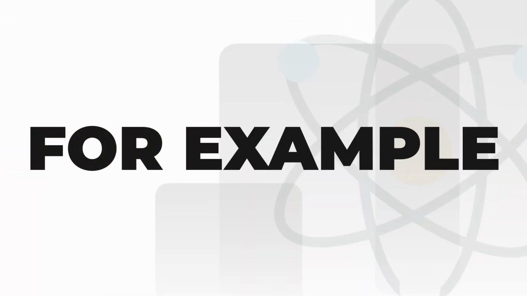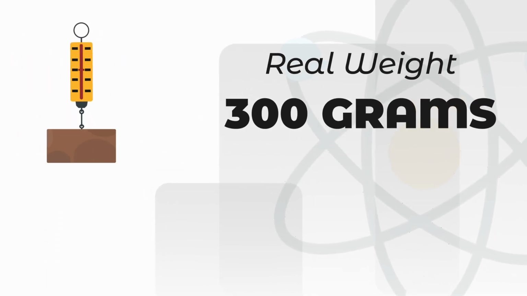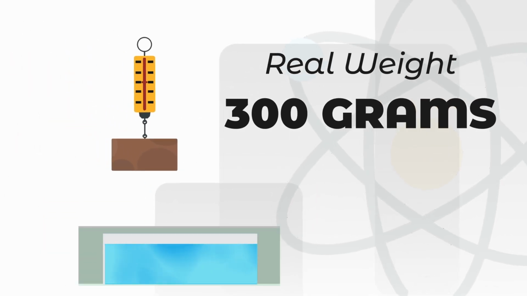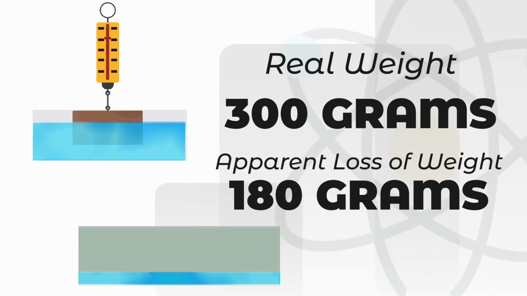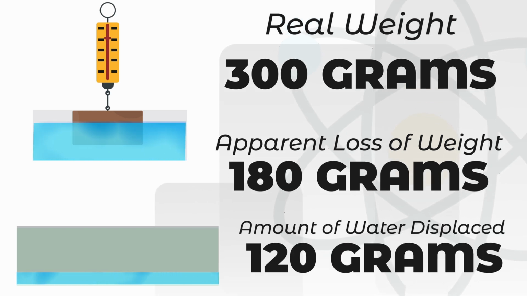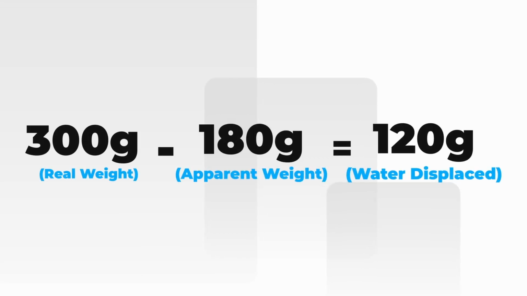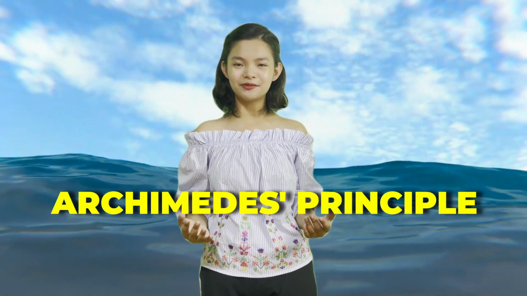For example, the real weight of the clay is 300 grams, but when it is soaked in the water, it becomes 180 grams. If we measure the displaced water, it weighs 120 grams. The difference between the real weight and the apparent weight is equal to the amount of water it displaces. And this is the Archimedes principle.